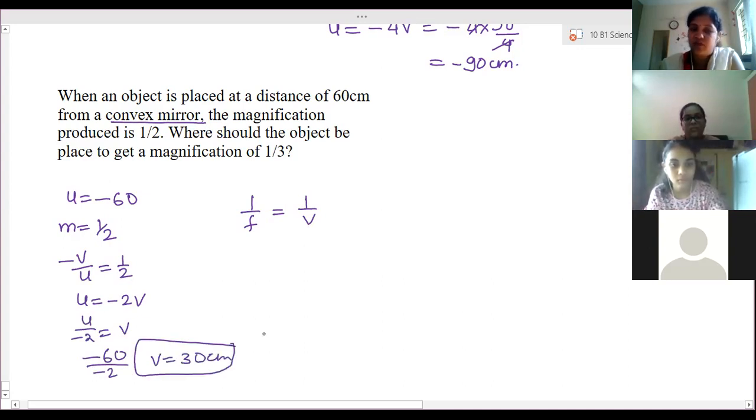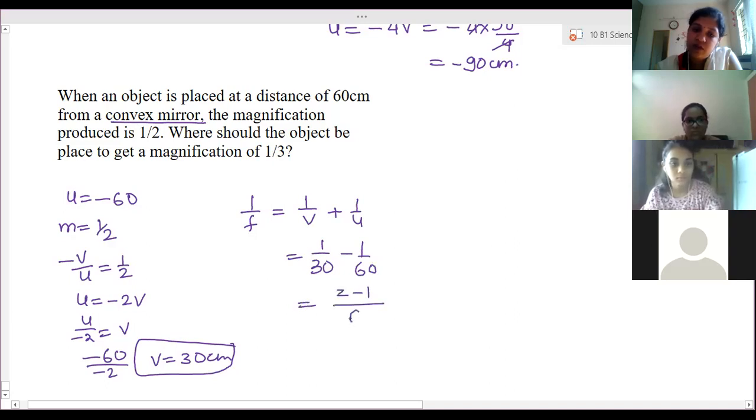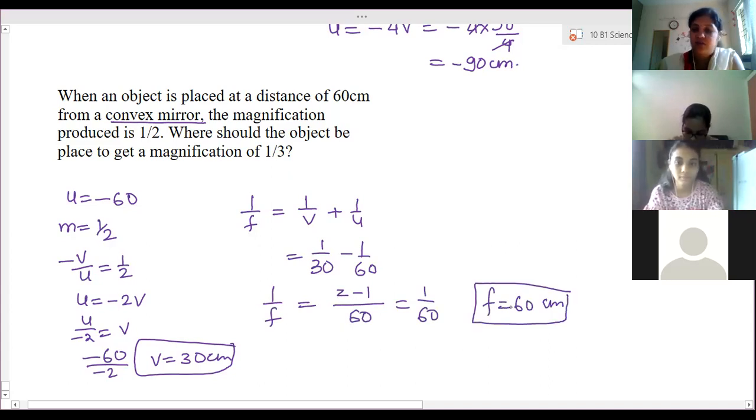From this, we have to find out the focal length. 1 by f is 1 by 30 minus 1 by 60, which is 2 minus 1 by 60, that is equal to 1 by 60. So focal length is equal to 60 centimeter. Now focal length we got it, and we have the next magnification 1 by 3. We have to calculate object distance.